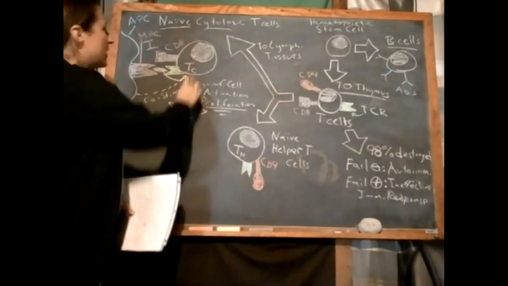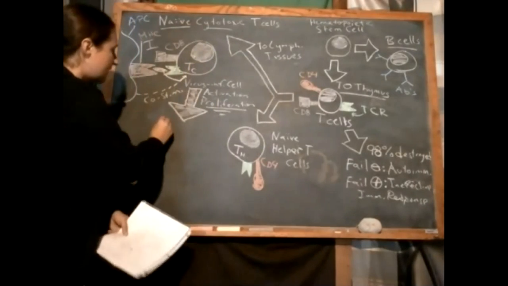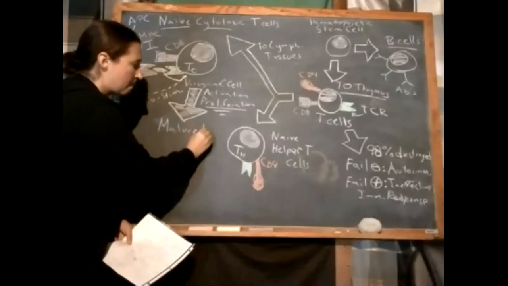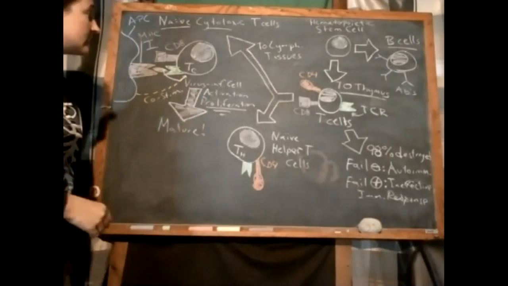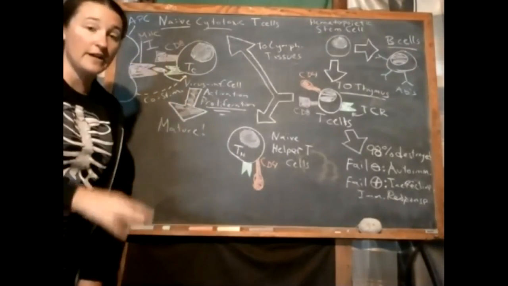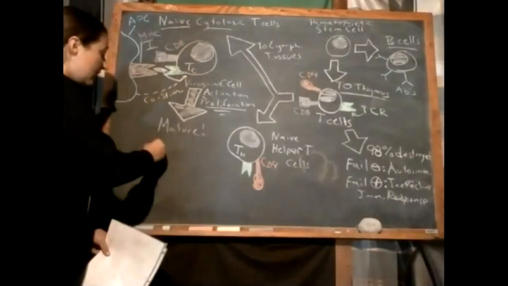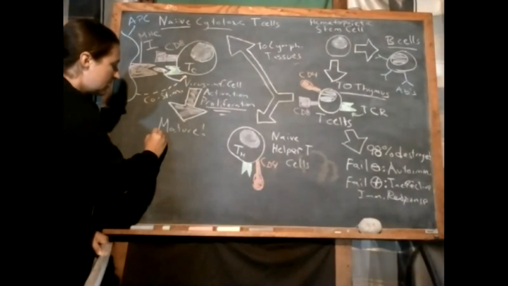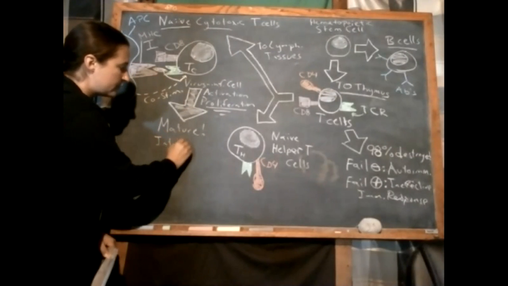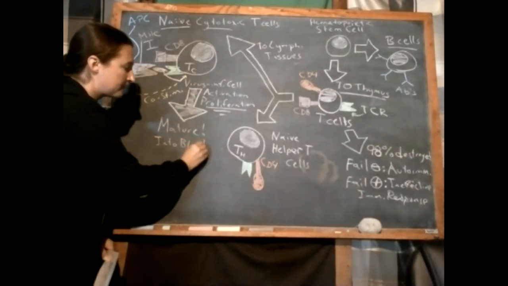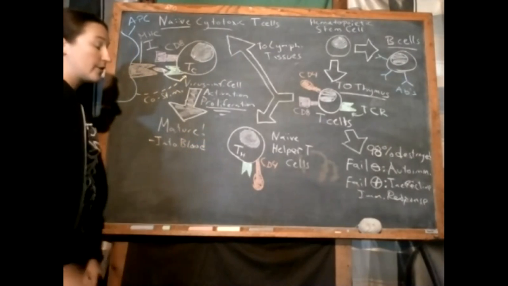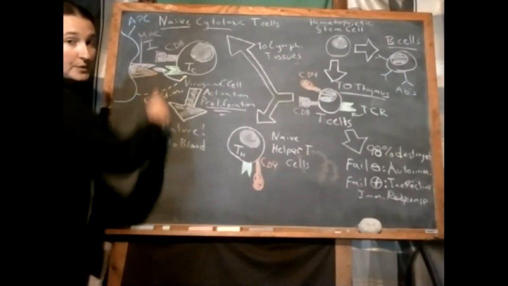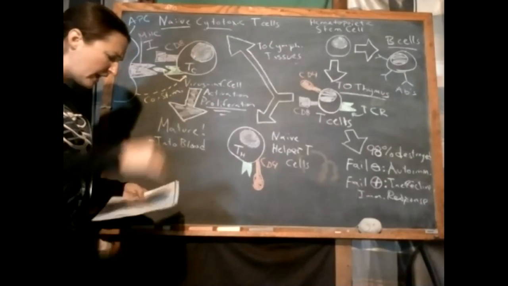Okay, and so these cytotoxic T cells are now going to be mature. Mature cytotoxic T cells, these are activated, they are ready to go forth and do their job. And so what exactly is their job? Well, of course, they are going to be released into the blood or into the lymph. And so they're going to circulate throughout the body looking for anything that looks kind of sort of like this.